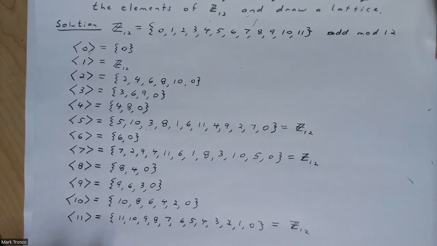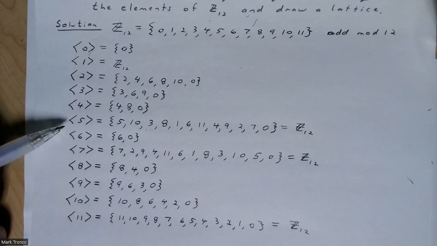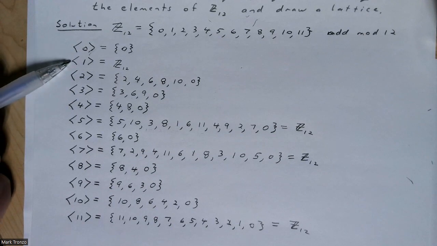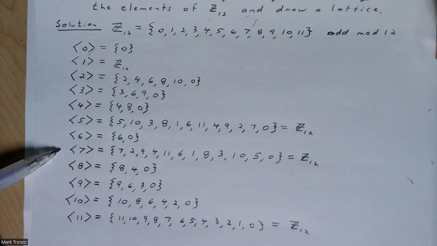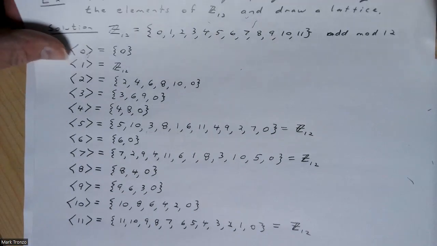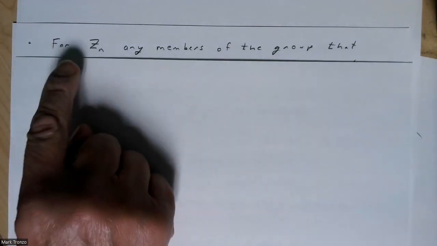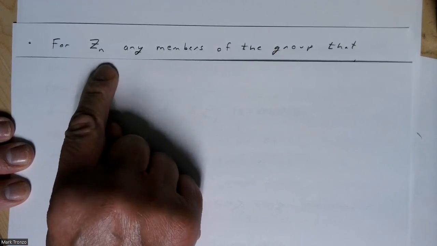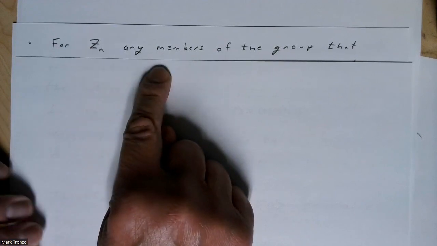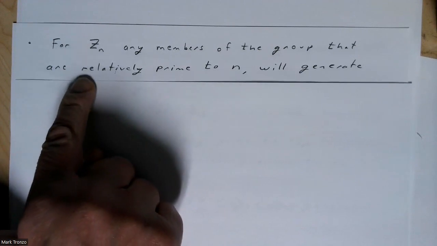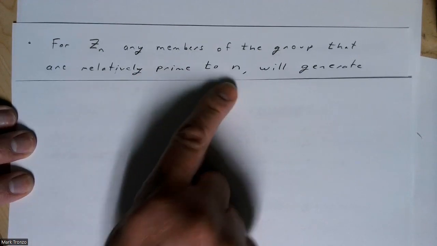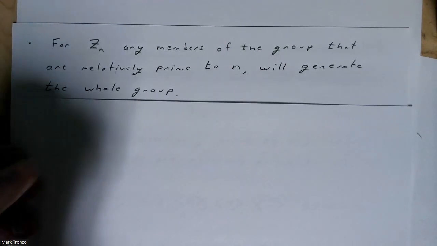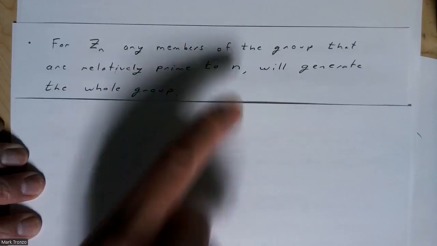Now, notice what we have. Actually, some of these numbers generated the whole set, didn't they? The whole original group. So 1 generated the whole group, 5, 7, 11. And so there's a rule for this. Where this comes from is this rule for any members of Zn. So let's say you have the group Zn. Any members of this group Zn that are relatively prime to this number n will generate the whole group. So if a number is relatively prime to n, it'll generate the whole group.